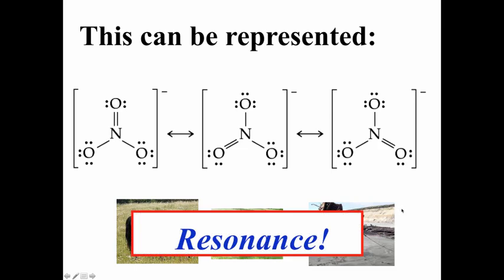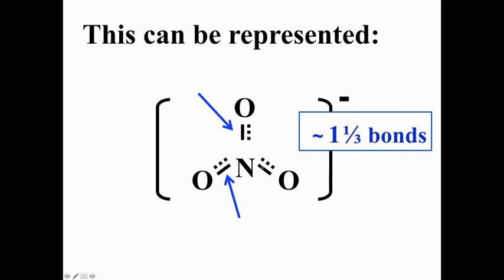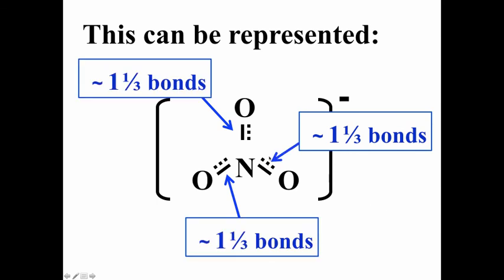And that's resonance. And another way to do this is to say, okay, we have really 1 1/3 bond here, 1 1/3 bond here, and 1 1/3 bond there. They're all the same, and we really have 4 bonds distributed amongst 3 locations equally.